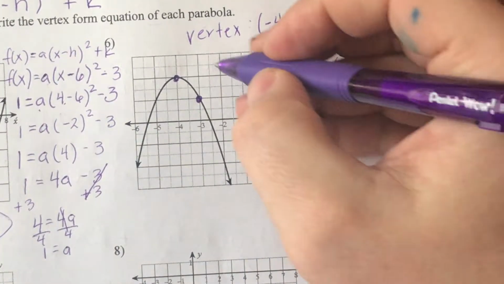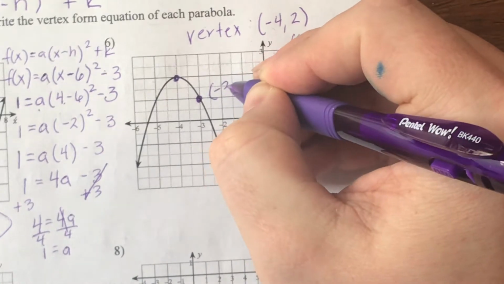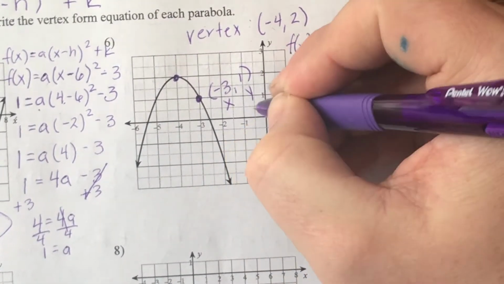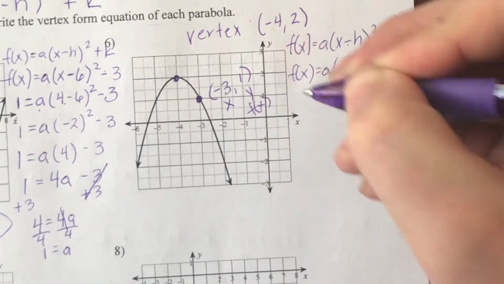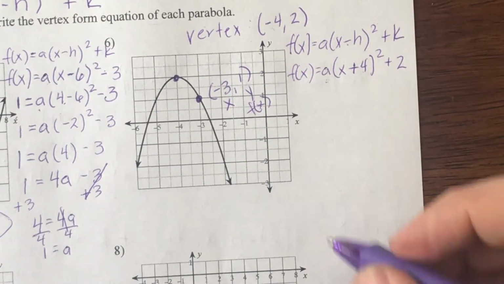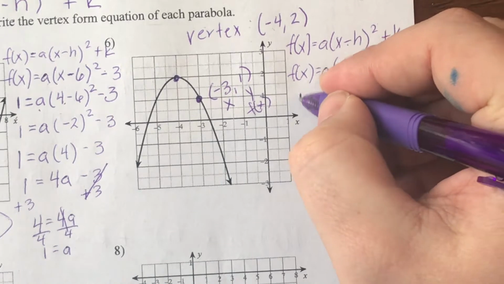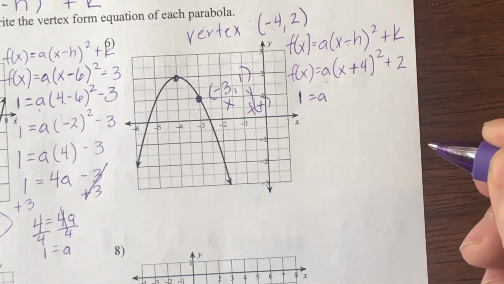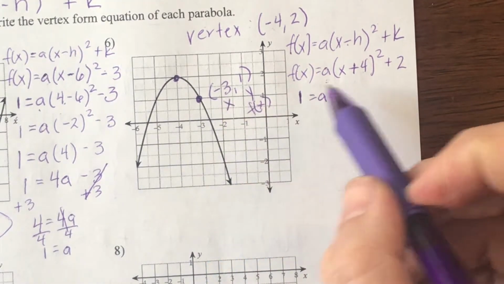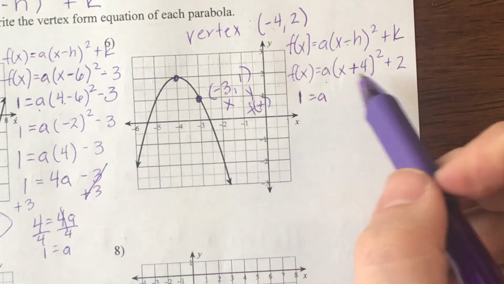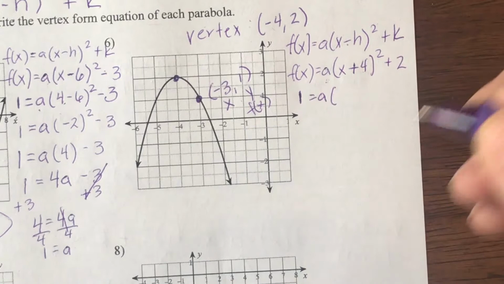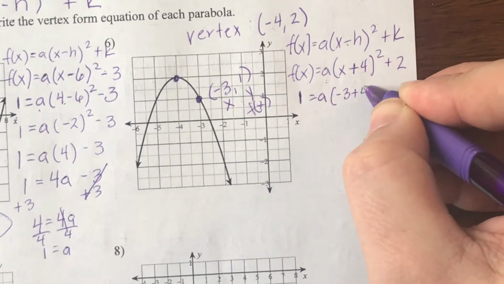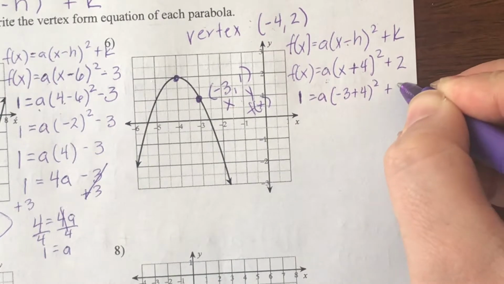Looking at that, I know I've got a point at negative 3 and 1. So that's x and that's y. And keep in mind, y and f of x are the same. So f of x is 1. I'm going to substitute it in. Equals a, which is what I'm looking for. Now substituting my x from the point. This is a point on the graph, so it's a point in the equation as well. That's the method of finding a. And negative 3 plus 4 squared plus 2.